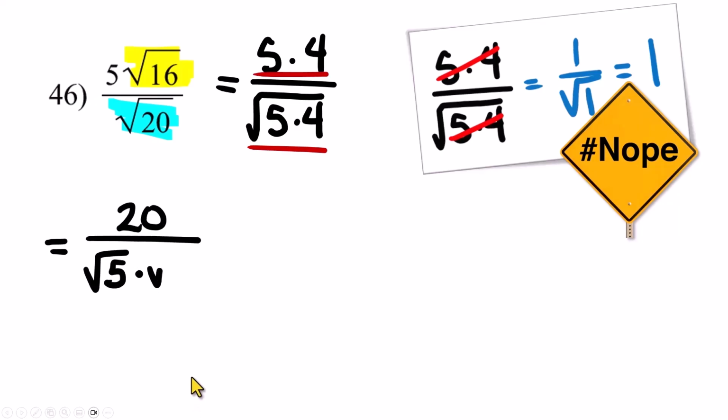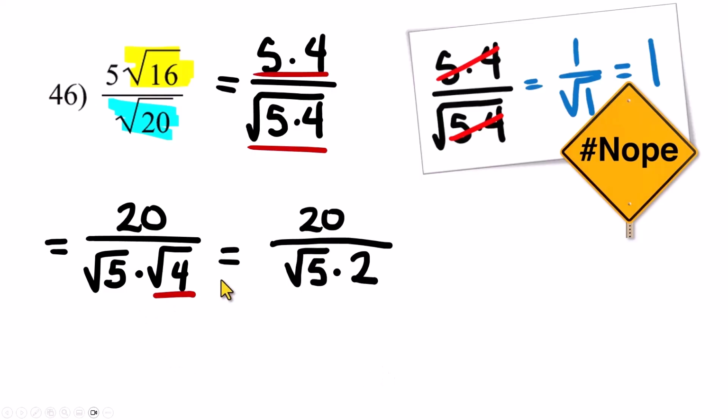5 times 4 is 20. That's on the top. And on the bottom, I could multiply those out, but since they're already broken up into factors, I'm going to write them as 2 separate square roots. So we end up with 20 over root 5 times 2. And I'm looking now at the 20 and the 2. And I know I can do a division with those because 20 divided by 2 is 10. That would be my new numerator. And my denominator is the square root of 5.